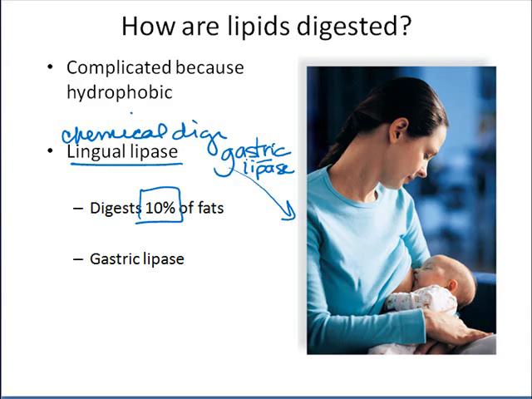And oftentimes we don't even produce it at all as adults. Some adults still produce a little bit of it. Anyhow, the combined effect of this is that for adults, we can only really digest about 10% of our lipids thanks to the activities of lingual lipase and a little bit from gastric lipase. The remaining 90% of those lipids are then still in the stomach.